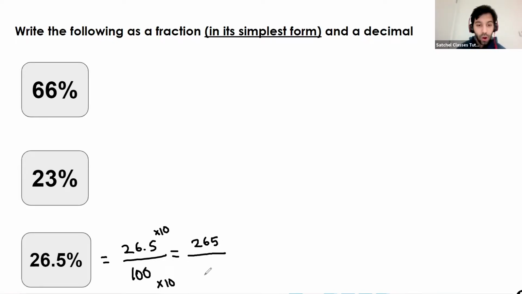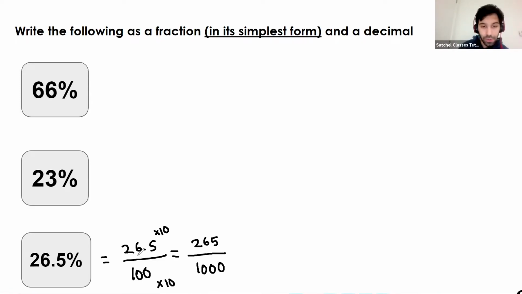So what I'll end up with is 265 over 1,000. Now I can simplify this because I know 5 goes into both of these two numbers. 265 ends in a 5, so it's a multiple of 5, and 1,000 ends in a 0, which is also going to be a multiple of 5. So both of them can be divided by 5, and then we can simplify further if possible.